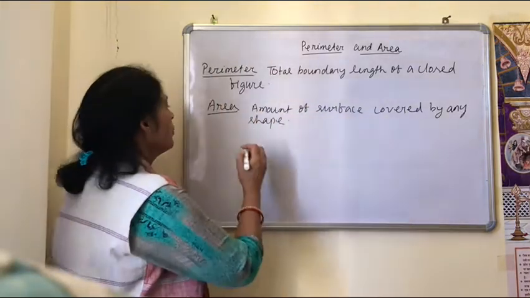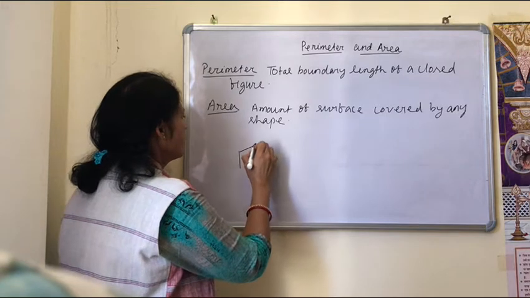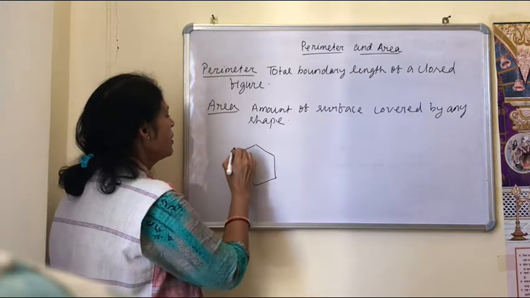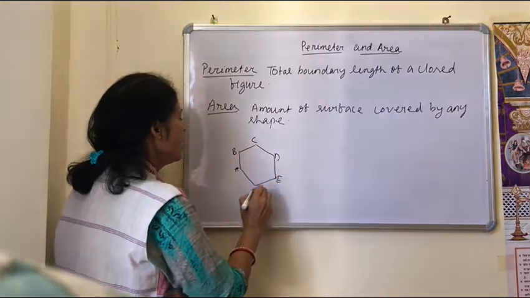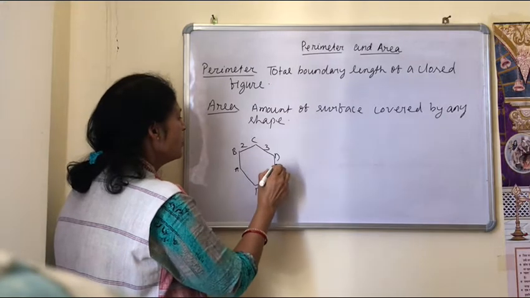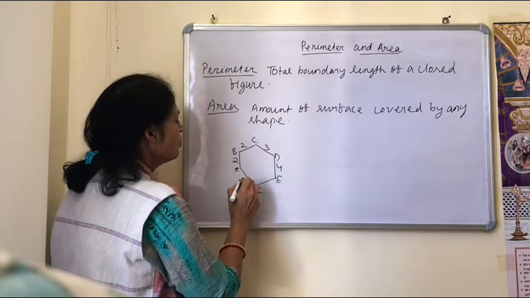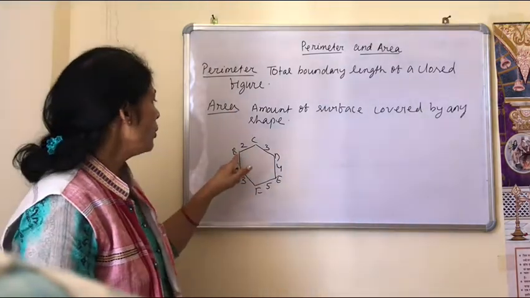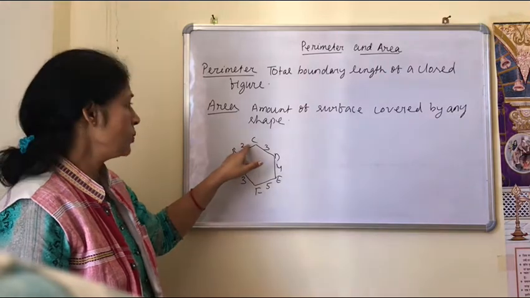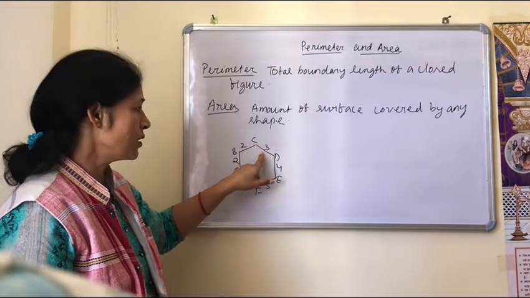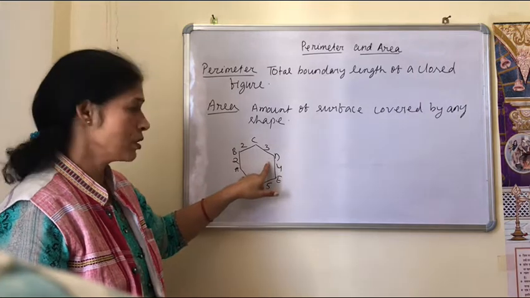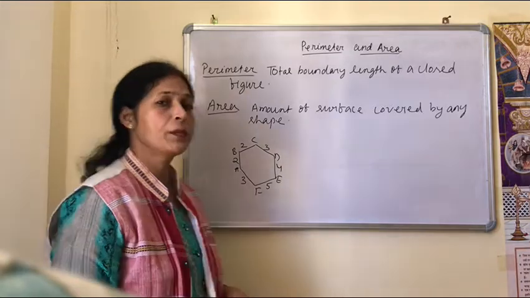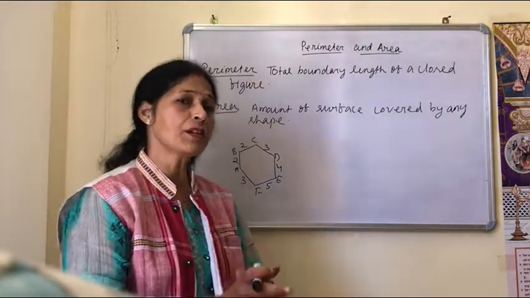For example, suppose this figure is A, B, C, D, E, F. Let AB be 2 centimeter, B to C let it be 2 centimeter, C to D let it be 3 centimeter, D to E let it be 4 centimeter, E to F let it be 5 centimeter, and A to F let it be 3 centimeter. So what is the perimeter of this figure?